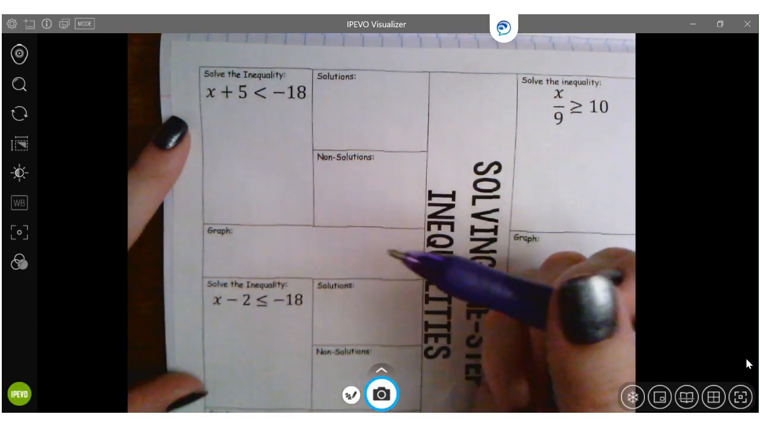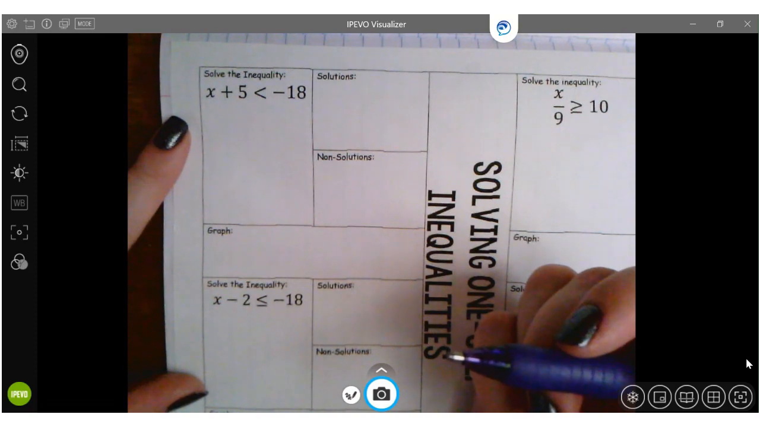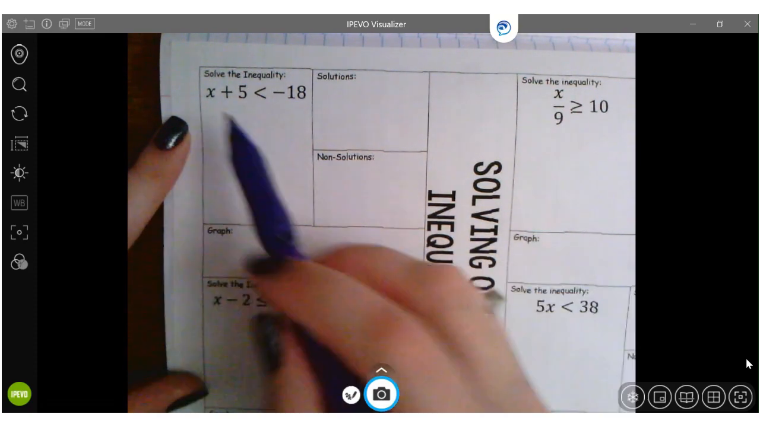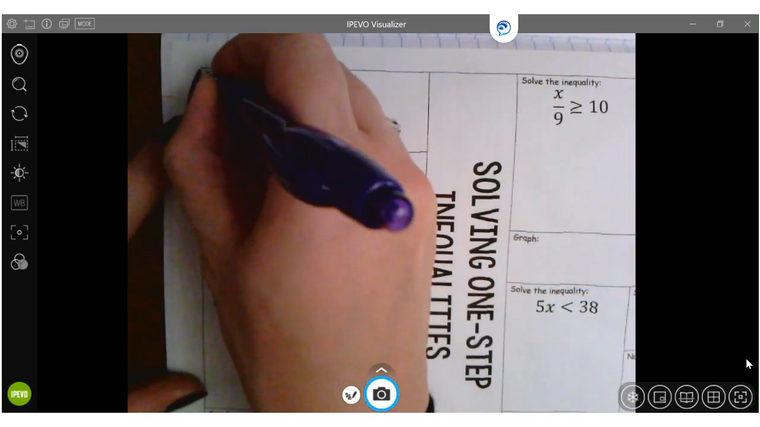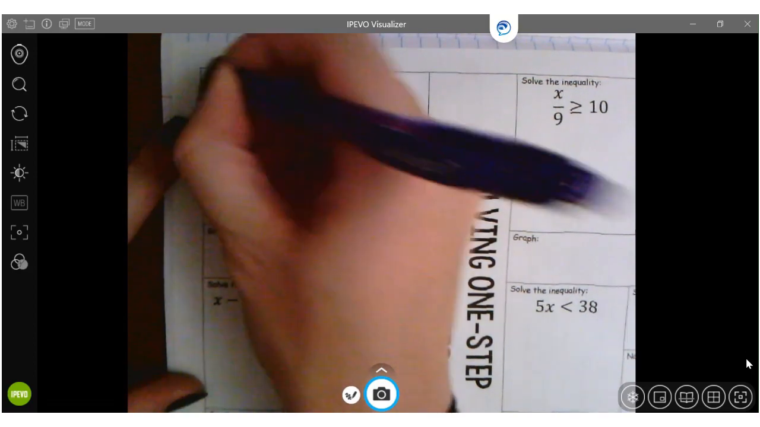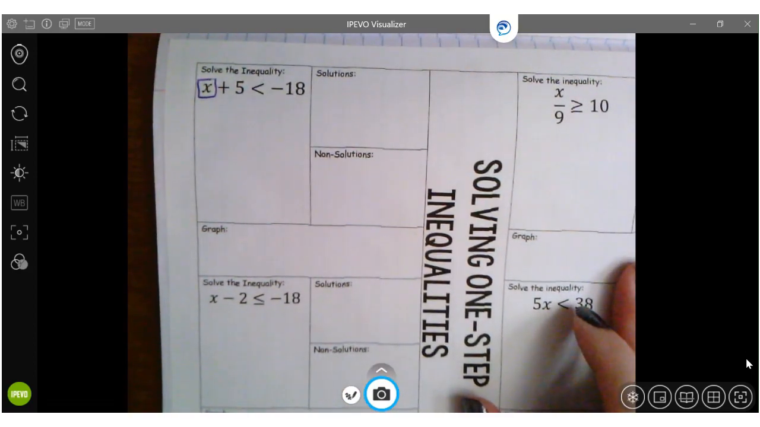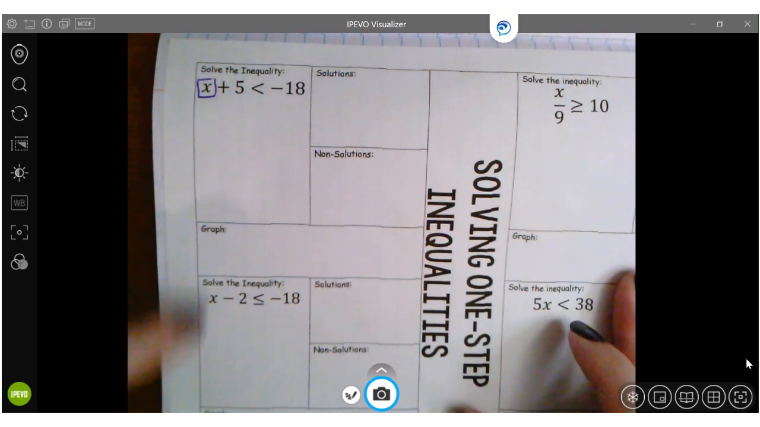So I have x plus 5 is less than negative 18. I'm going to start by boxing in my variable, which is x. If we do the BOO method, you box in the variable and what's with it, but there is nothing with it basically in that term. It's just the x by itself. So again, this is just the BOO method because we're only having to get rid of one operation.